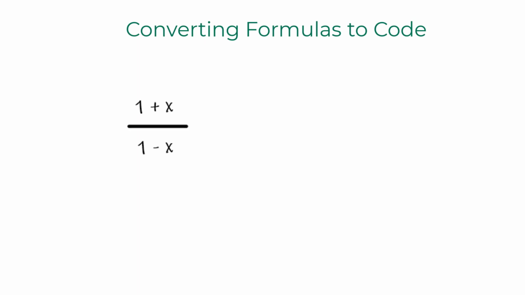Oftentimes, you'll have to convert formulas into code in Python. If you have written a code like this for the formula, then you're making a mistake. Take a close look at that. You see that division will take the precedence, and then x divided by 1 will be x, minus x will be 0, and you'll end up with an answer 1. That's why you might want to use parentheses. Parentheses will always come to your rescue when you're dealing with formulas. So always use parentheses when dealing with formulas. So that's the right answer.